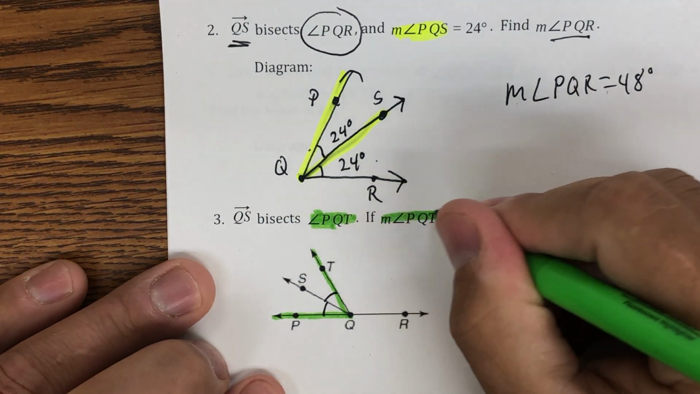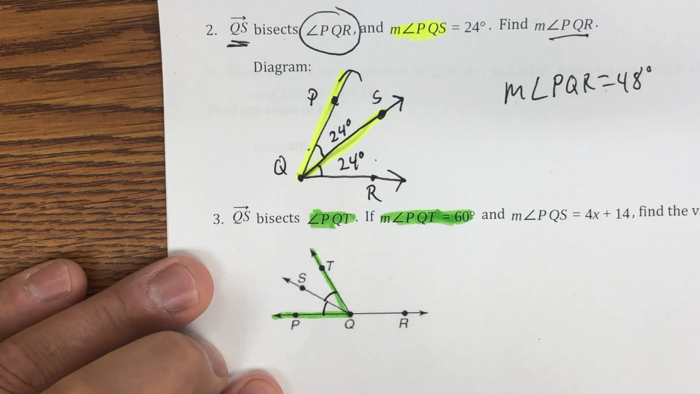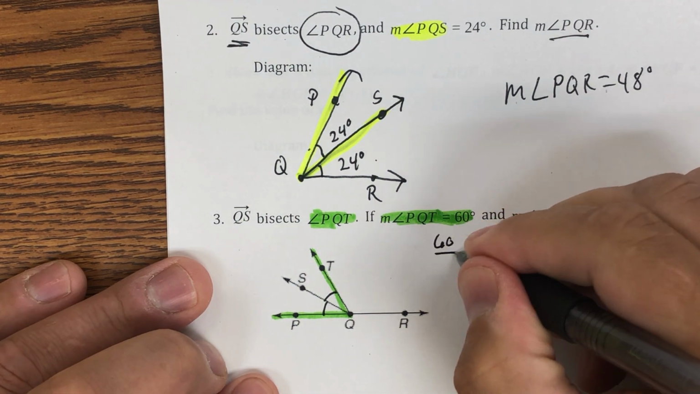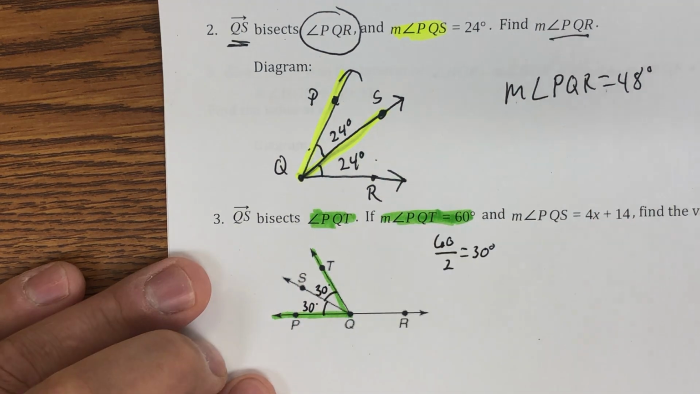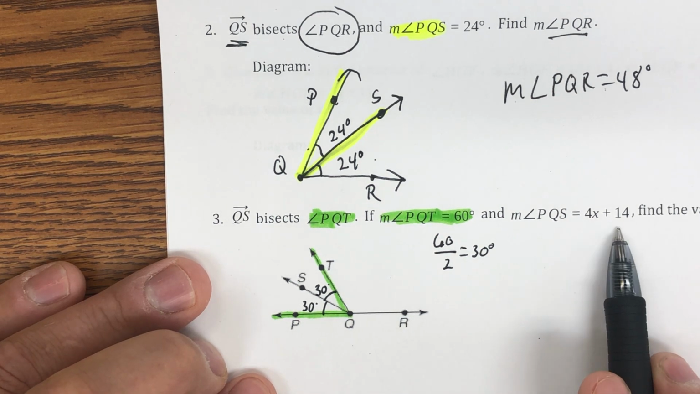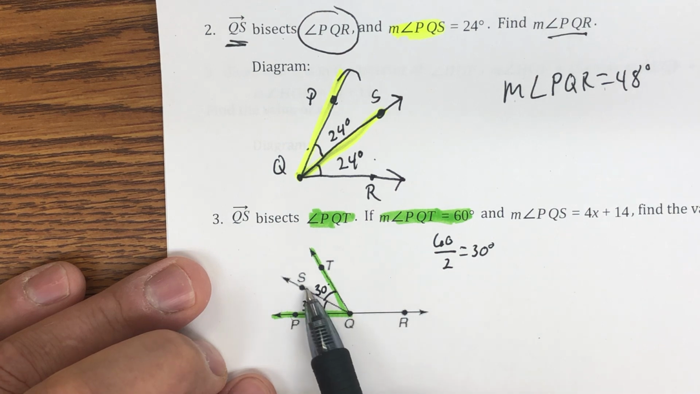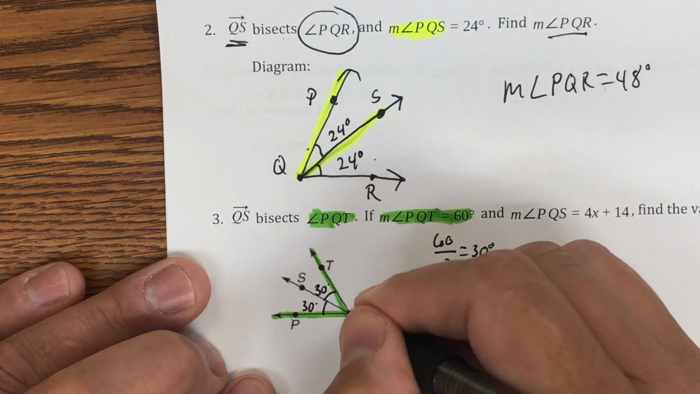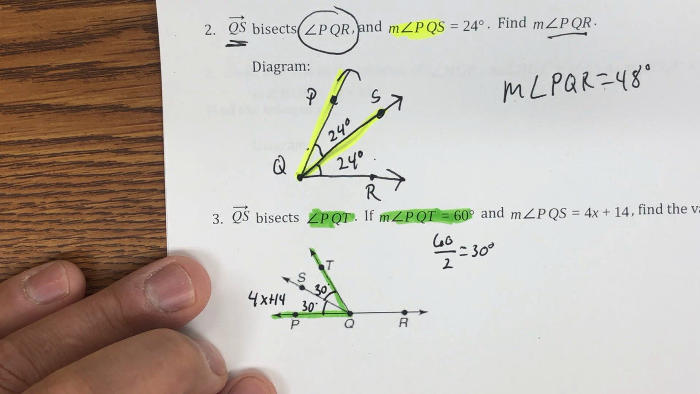So if the whole thing is 60, how much is each little part? Well, if they're both equal, 60 divided by 2 is 30. So each little angle here is 30 degrees. Okay? The next part says PQS is 4x plus 14. And it says to find the value of x and SQR. So first I need to find x. So if PQS is 4x plus 14, that means 4x plus 14 has to equal 30.